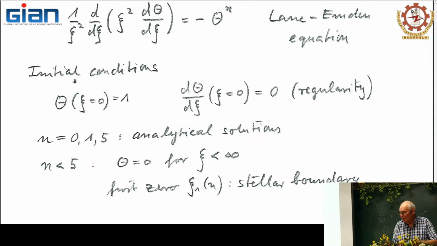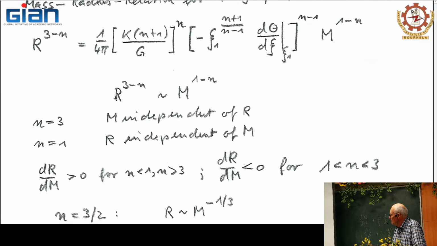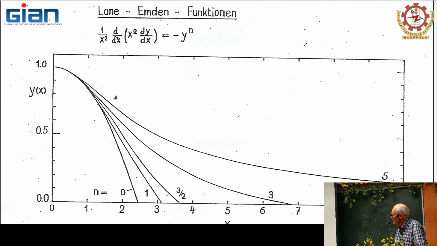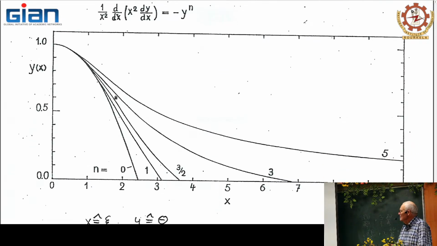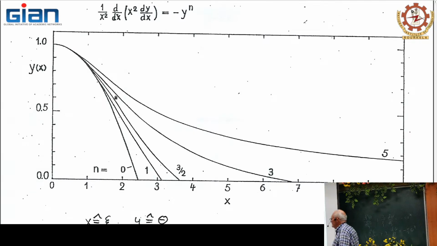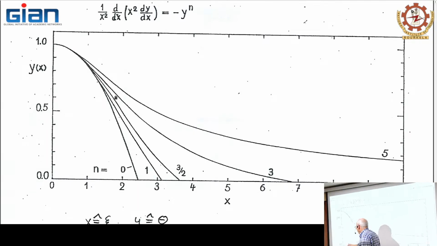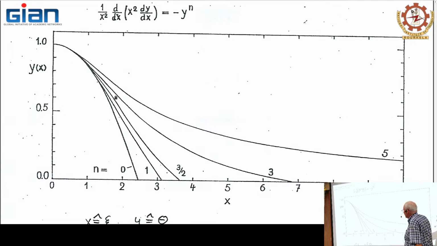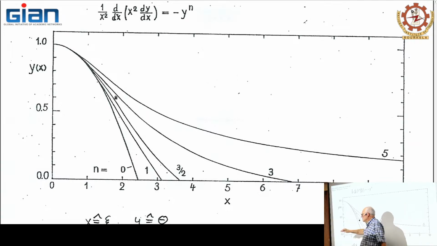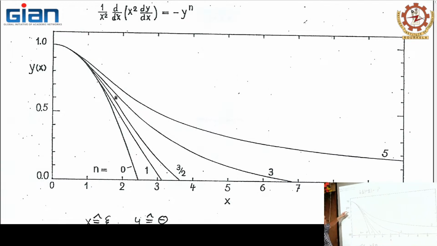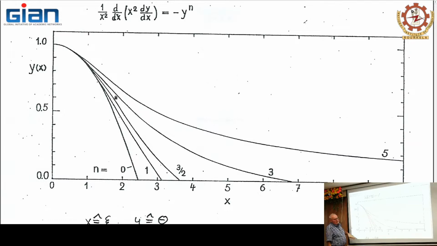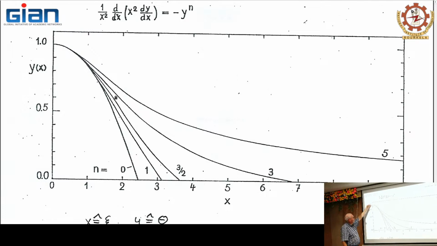I also have some plot for the solution, which looks like the following. On the x-axis we have the variable psi, and on the y-axis we have the function theta. So the initial condition for the integration of Lane-Emden's equation is that theta is 1 in the center, and it starts with a horizontal tangent, so with d theta by d psi equal to 0. So this is where the integration starts.